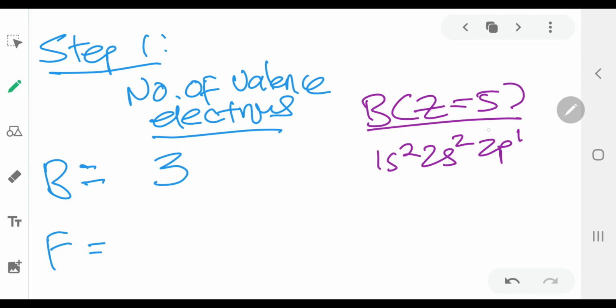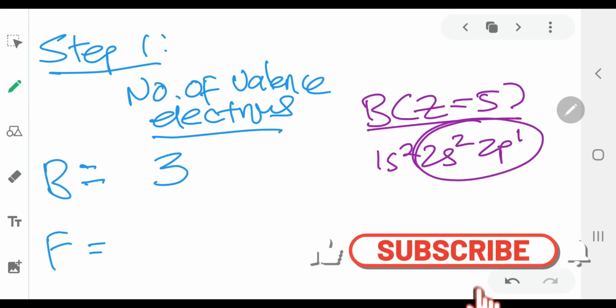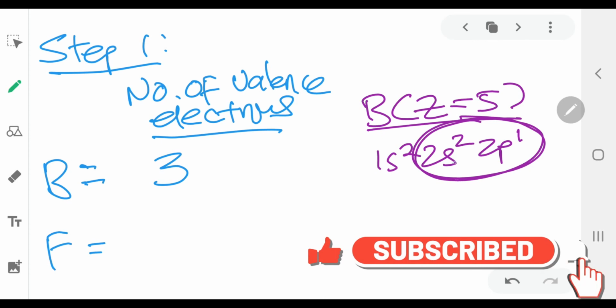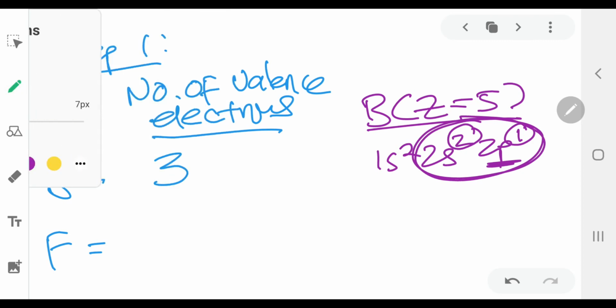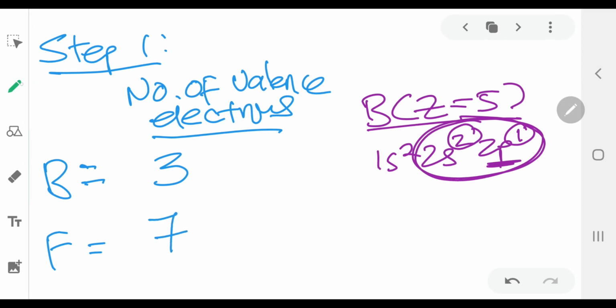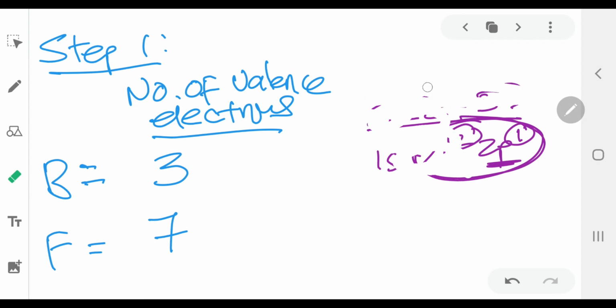So when you look here, the valence electrons are in 2s and 2p. So 2 plus 1 is 3, because it is in the p block. So you have group 13, and you have 3 valence electrons right over there. And fluorine, of course, is going to have 7 valence electrons.